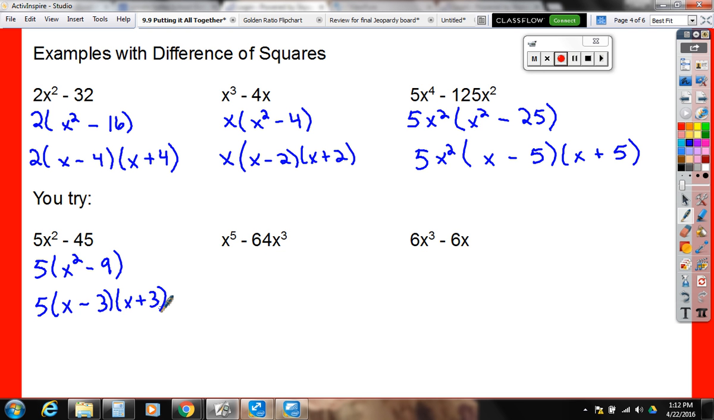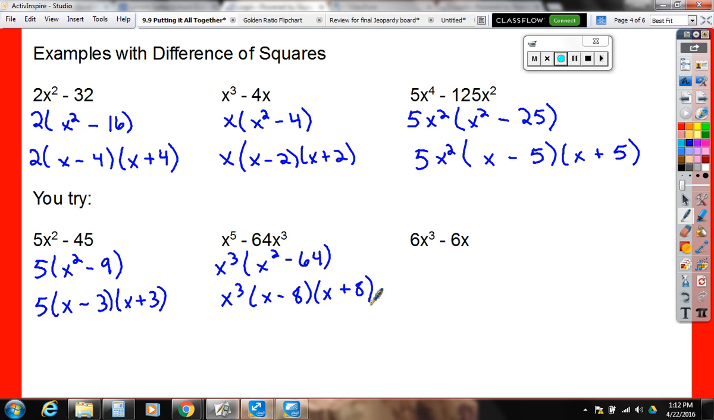Okay, Haley, next one. What can I factor out? x to the third. So my second step is x to the third times what? x squared minus 64. Okay, what's my last step look like? x to the third times x minus 8 times x plus 8. Nice.